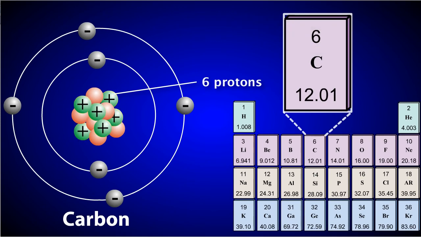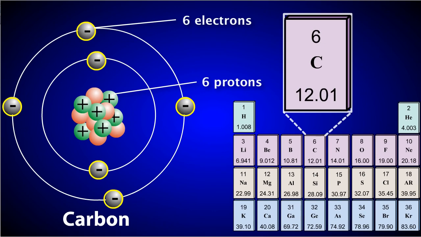In an atom of carbon that is neutral, there must also be 6 electrons. This is because the positive charge of carbon's protons must be balanced by the negative charge of carbon's electrons. Because electrons and protons have an equal and opposite charge, there must be an equal number of both protons and electrons in a neutral atom of an element.